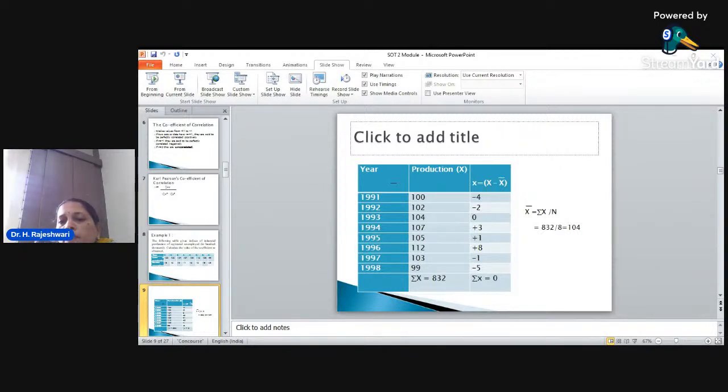From this 104, you have to deduct these values. 100 minus 104 will give you minus 4. 102 minus 104 is minus 2. 104 minus 104 is 0. 105 minus 104 is 1. 112 minus 104 is 8. 103 minus 104 is minus 1. 99 minus 104 is minus 5. Now you add all this. It is sigma x equal to 0. Okay, is it clear?